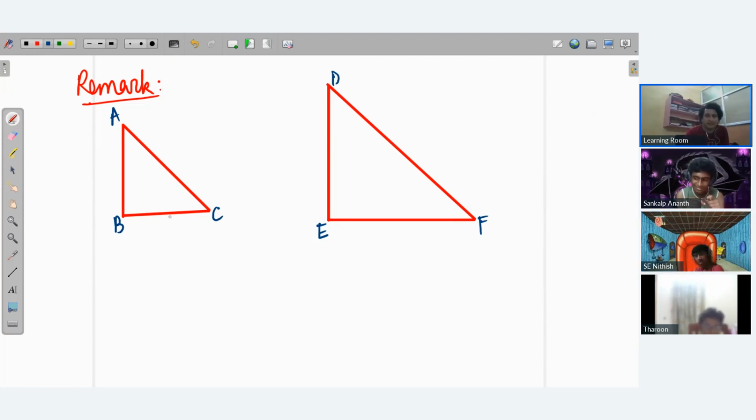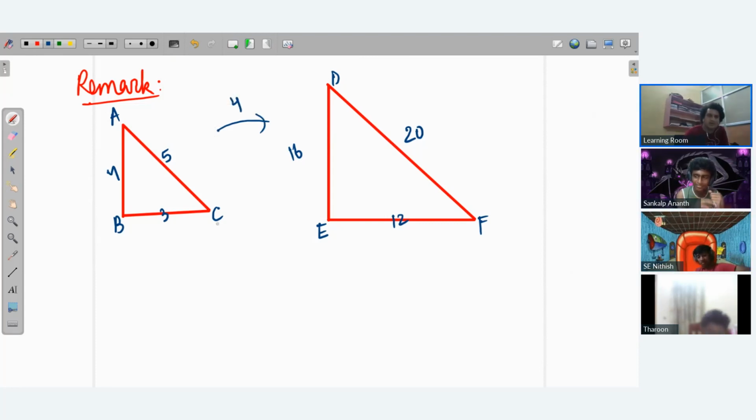Suppose I have a right angle triangle and the sides are 3, 4, 5. And I have another right angle triangle with sides 6, 8, 10. Do you see? It's 1:4, sir. So by how much factor have I multiplied?